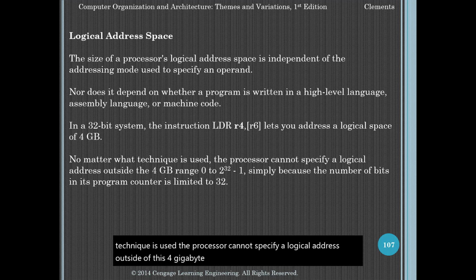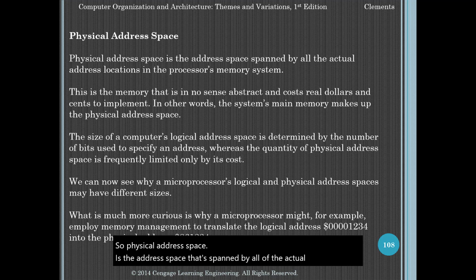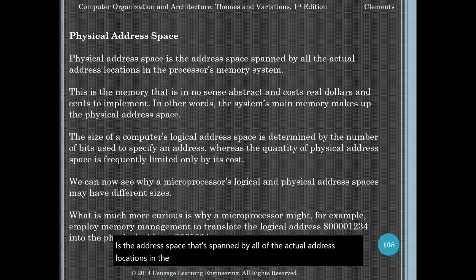So physical address space is the address space that's spanned by all of the actual address locations in the processor's memory system. This is the memory that is in no sense abstract and costs real dollars and cents to implement. In other words, the system's main memory makes up the physical address space.